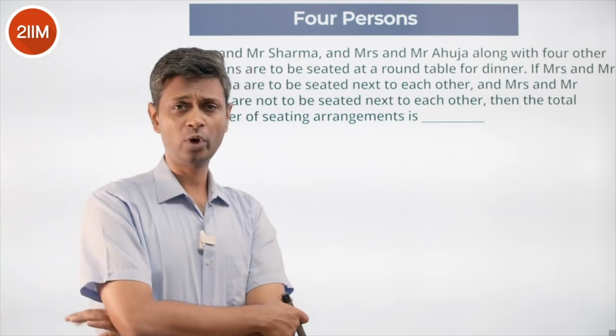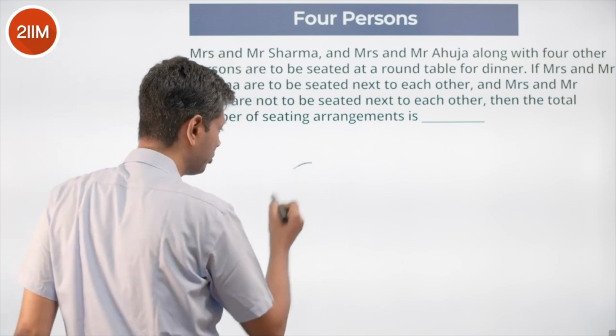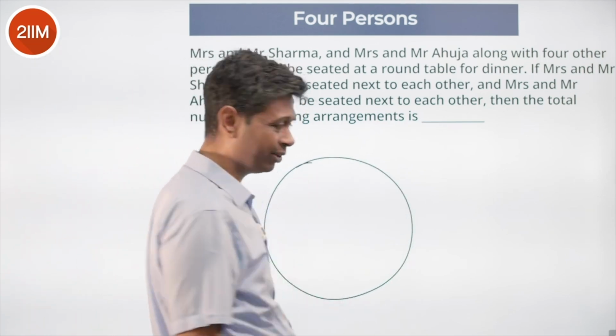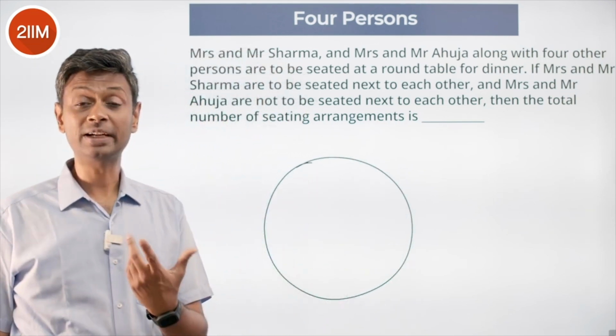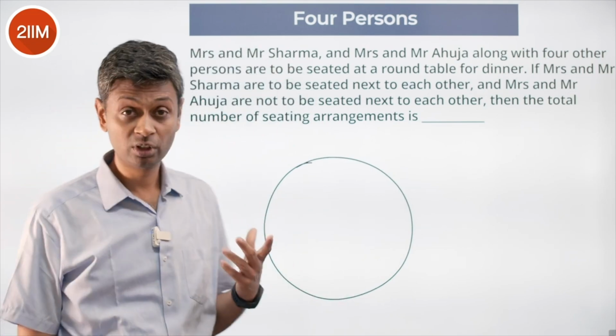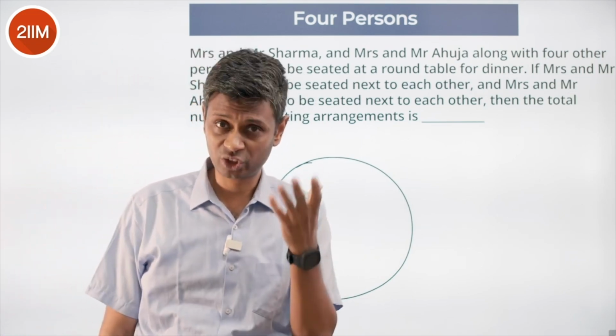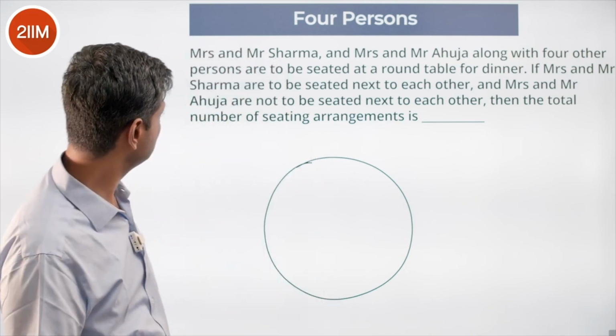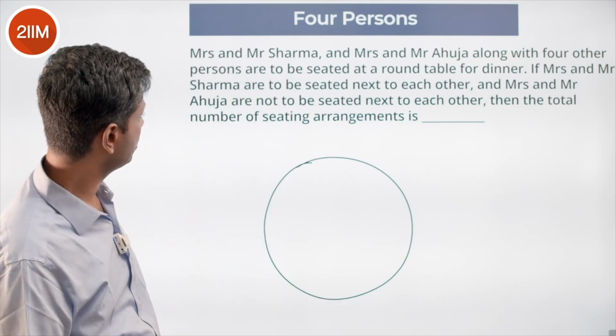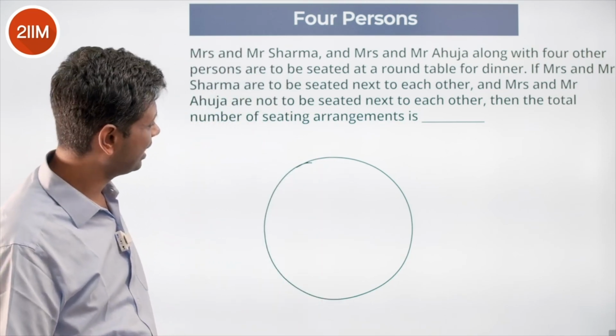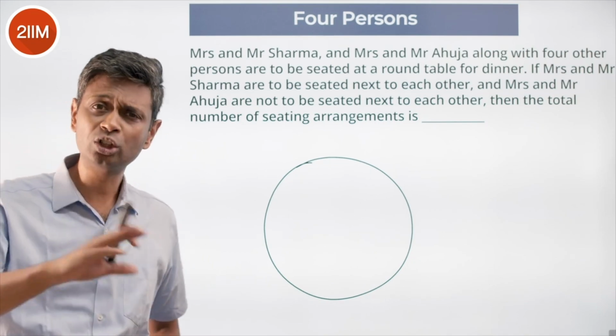For 8 people around a circle, it is 7 factorial. That we know. But this is not that. We are told that there are 2 couples. One couple, Mr. and Mrs. Sharma, are to be seated next to each other, and Mr. and Mrs. Ahuja are not to be seated next to each other.